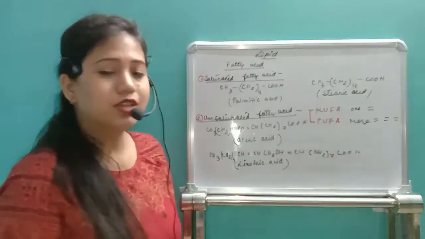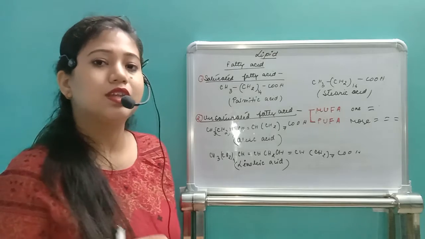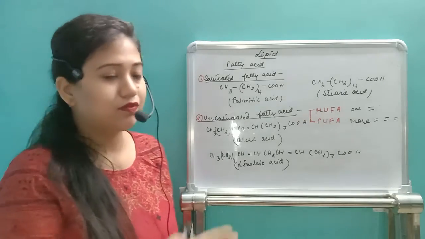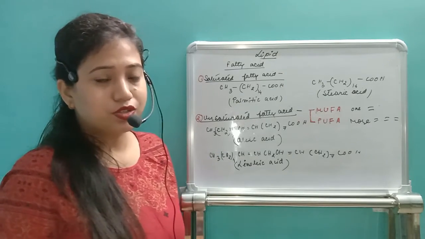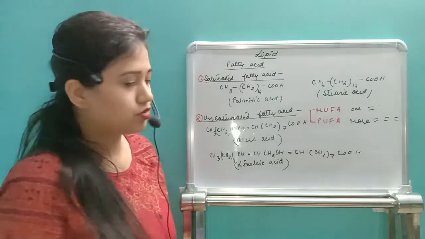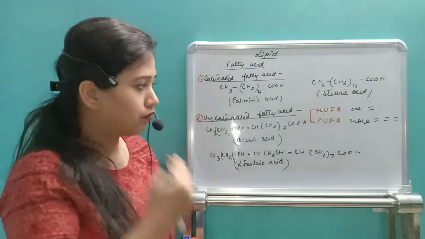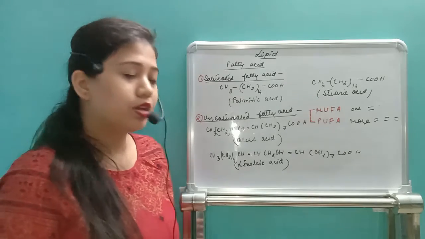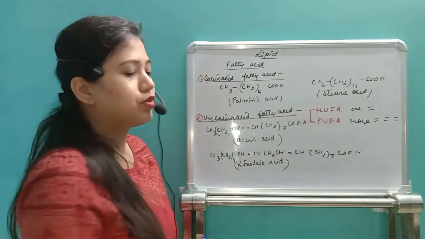And in the case of unsaturated fatty acid, what happens? If it is polyunsaturated fatty acid, then our body requires more time to convert it into a saturated fatty acid. And if it is MUFA, then only one double bond is present. If you break only one double bond, it will be converted into a saturated fatty acid. So our body requires very little time to convert MUFA into saturated fatty acid, and that's why MUFA can be stored more easily than PUFA.